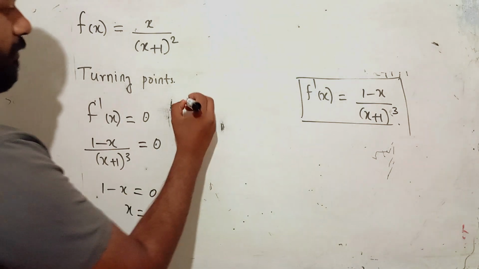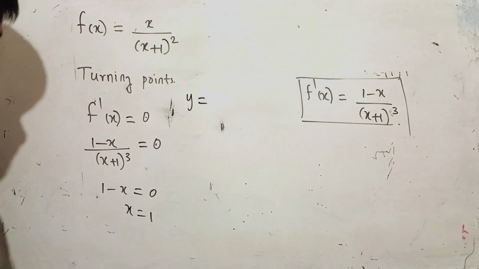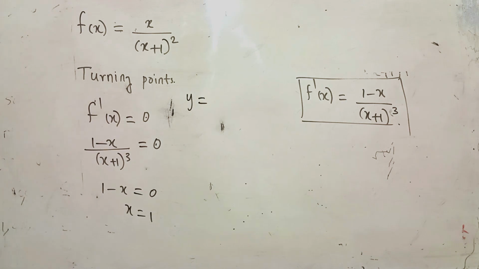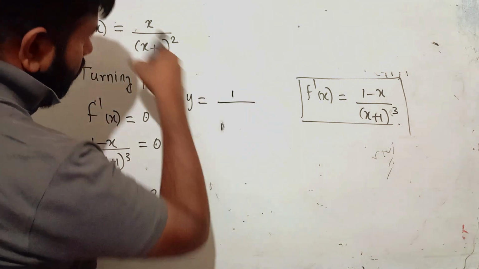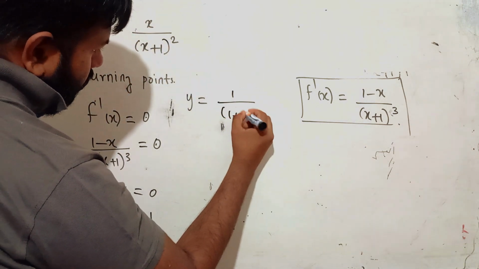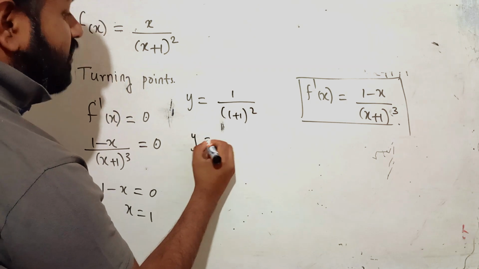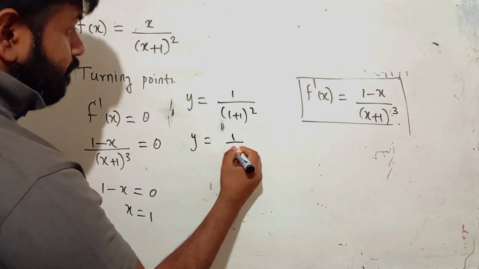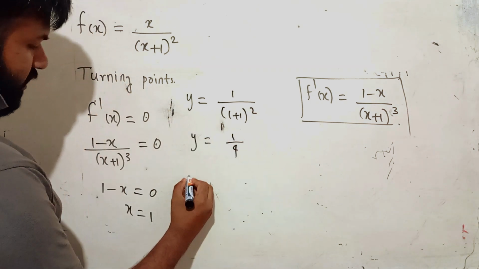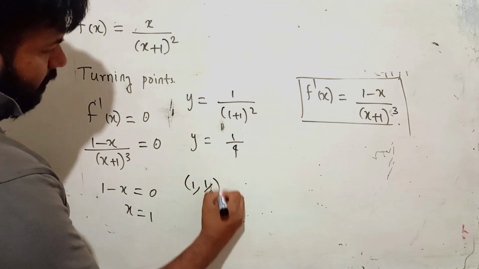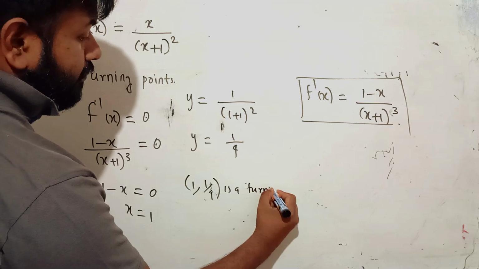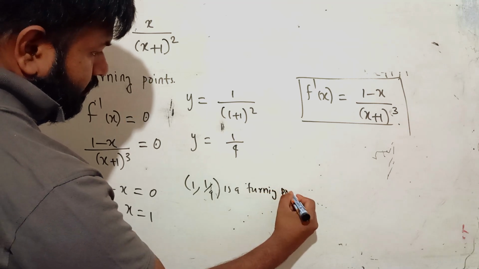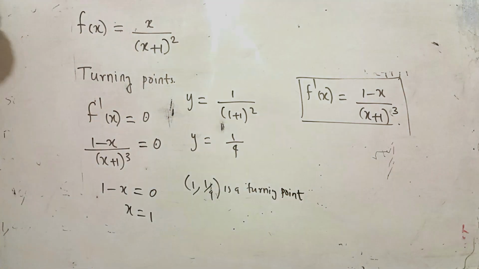When x is equal to 1, you have to find the corresponding y value, the y coordinate of the turning point. So when x is equal to 1, substitute 1 here, and you'll get the corresponding y value, 1 over (1 + 1) squared. So y is going to be equal to 1/4. So we can say that (1, 1/4) is a turning point. Yes, it's a turning point.